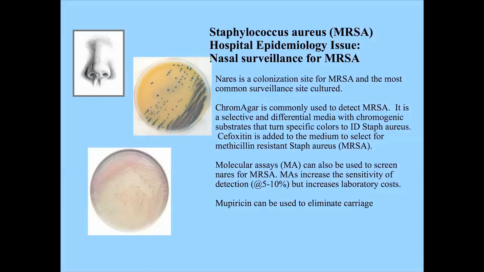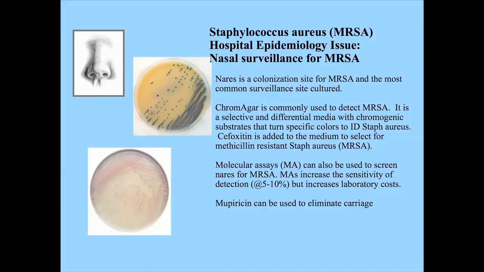If you need a more rapid screen, albeit more expensive, you can use molecular assays. They can also screen for Staph aureus and MRSA and are slightly more sensitive than are the chrome agars. If you do detect Staph aureus or MRSA in nasal and it needs to be eliminated, mupirocin is normally susceptible and most often used for ridding people of nasal colonization.